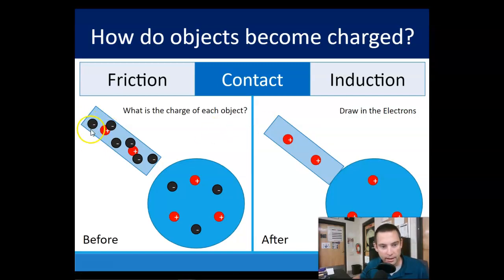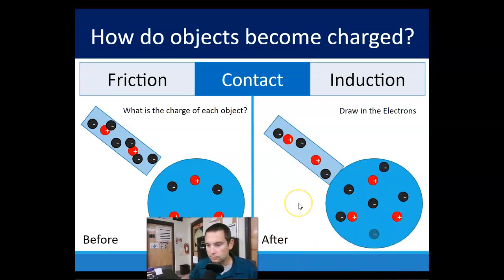If we take a net negative charged rod and place it next to a neutral sphere, I know it's net negative because there's only 2 protons. The black ones are electrons. This has 3 and 3. Once we touch, then we start to see the electrons moving onto the neutral object.